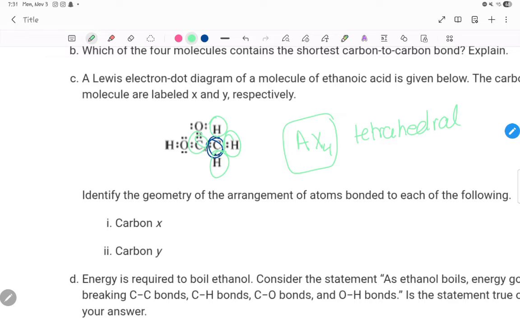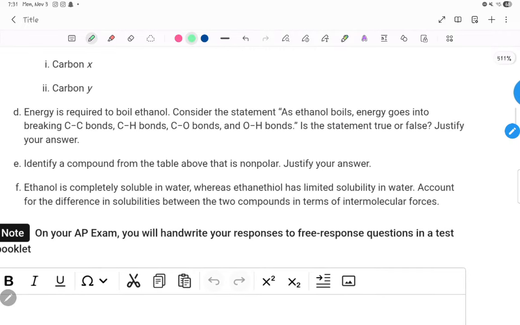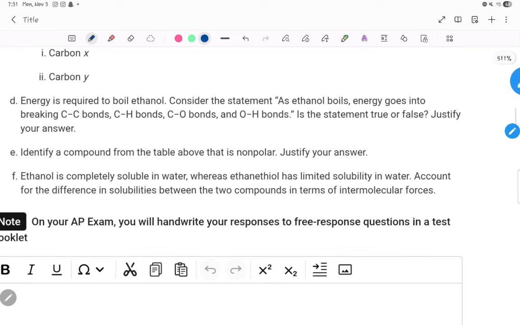We'll move on to part D. What does it say? It says energy is required to boil ethanol. Consider the statement: as ethanol boils, energy goes into breaking the carbon-carbon bond, then the carbon-hydrogen bond, then the carbon-oxygen bond, and then the oxygen-hydrogen bond. Is the statement true or false? Justify your answer. Now, this may look like a complicated question, but it's only a trick question.